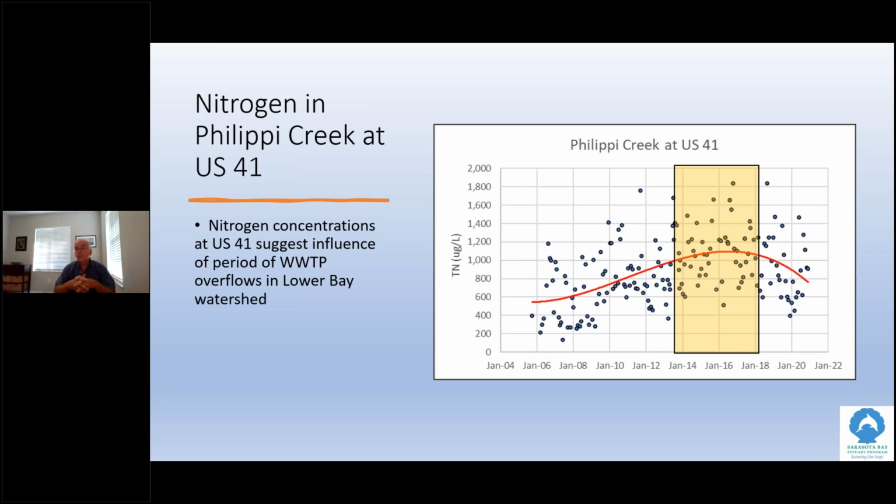The best way to explain mathematically what we're seeing in Philippi Creek at US 41 is the red line. It's a polynomial equation that shows nitrogen going up and then going down, and that's what your eyes see. So what could cause nitrogen to go up and then go down? We think it's the activities that occurred in that yellow box.